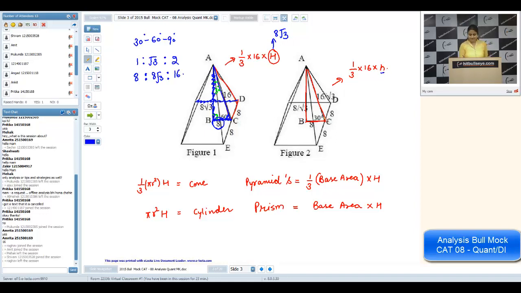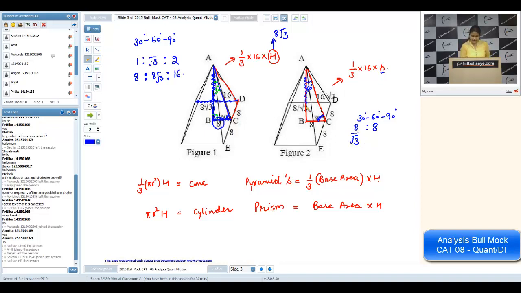Now come to this. Here the angle is given as 30 degree and this angle is given as 60 degree. As we know the ratio once again, opposite to 60 degree, length is 8. So opposite to 30 degree, length should be 8√3. The ratio should be maintained always, that is 1:√3:2. I'm using the same thing here.